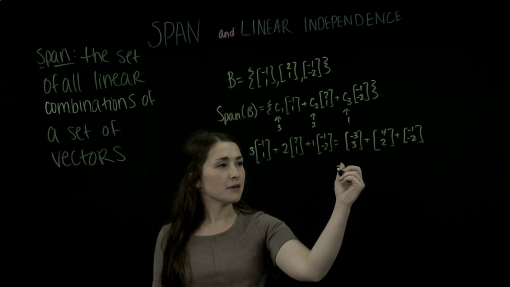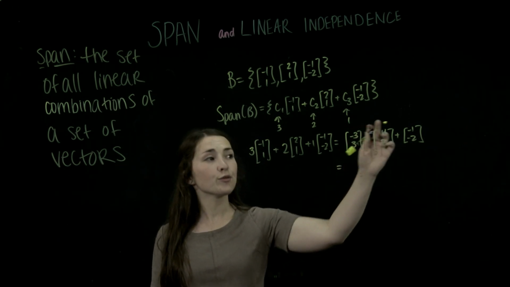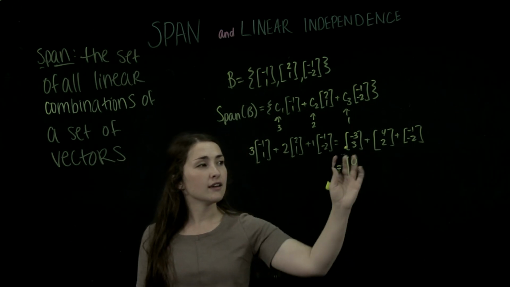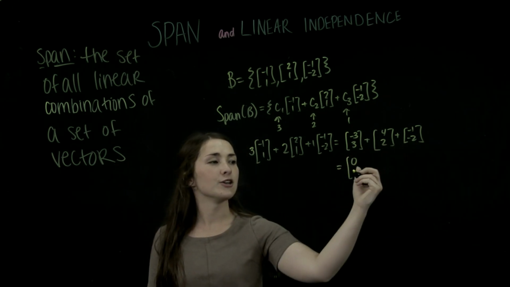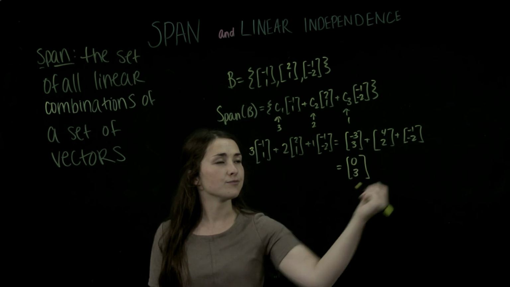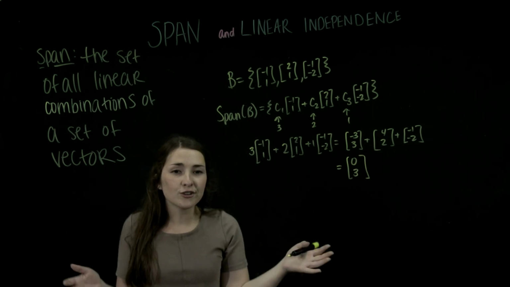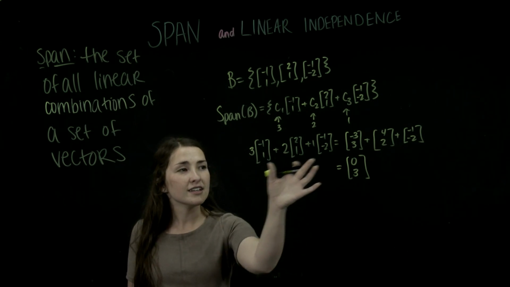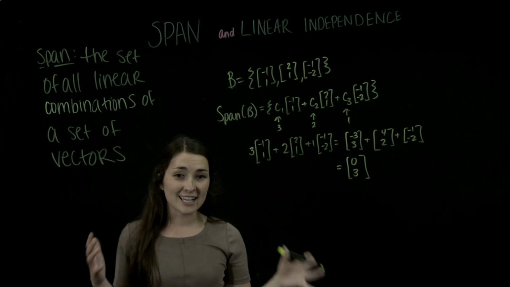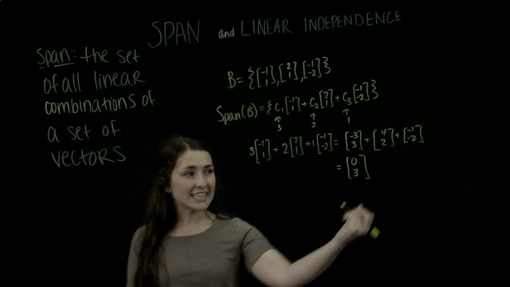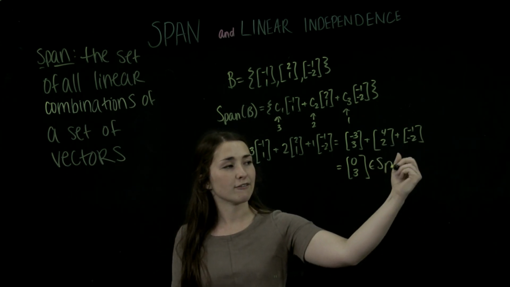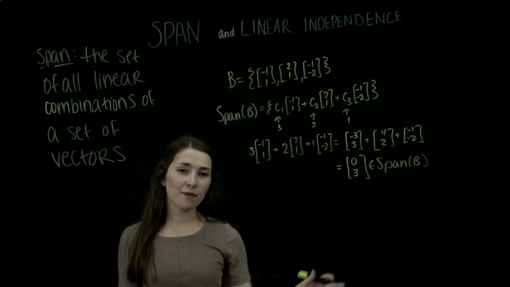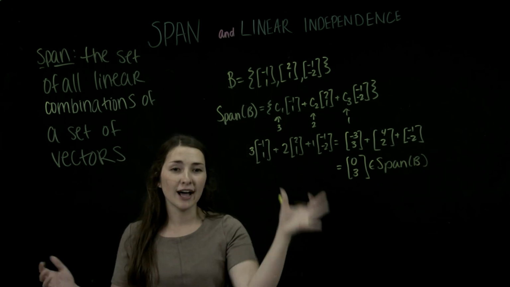So then this is going to be equal to -3 plus 4 minus 1, which is a 0, and then 3 plus 2 minus 2, which is just 3. So we have just created a whole new vector, (0, 3), using these 3 vectors as building blocks. So this here is in our span of B, because it can be written as a linear combination of the vectors of B.